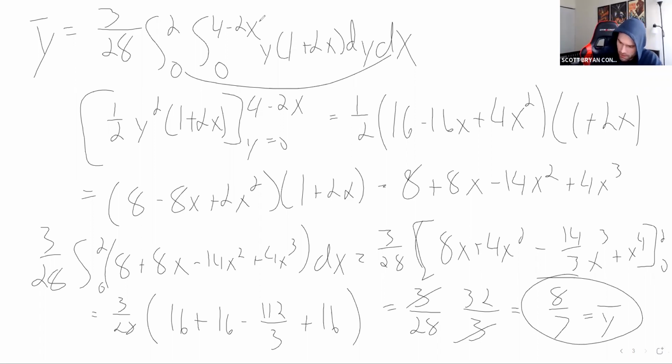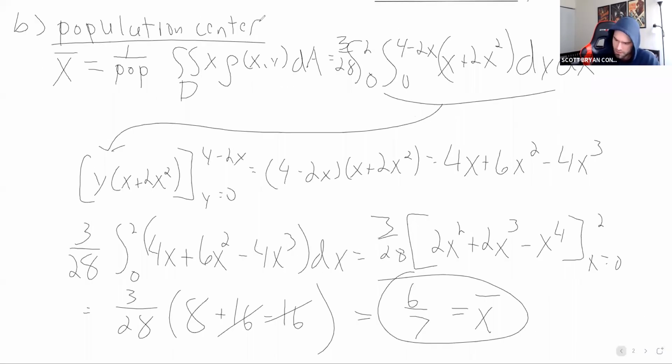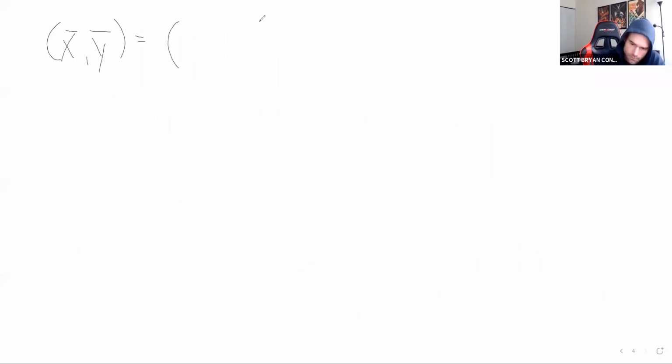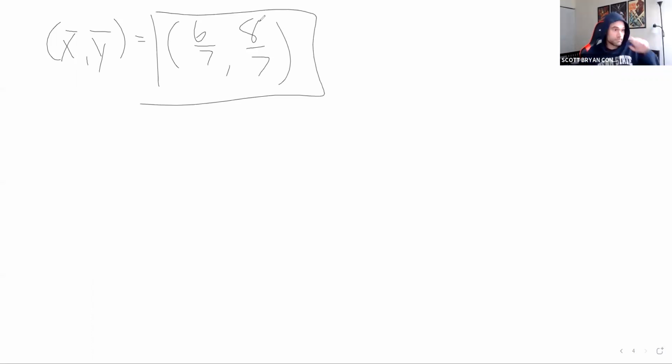Okay, so the population center is 6 over 7, 8 over 7. Should be.